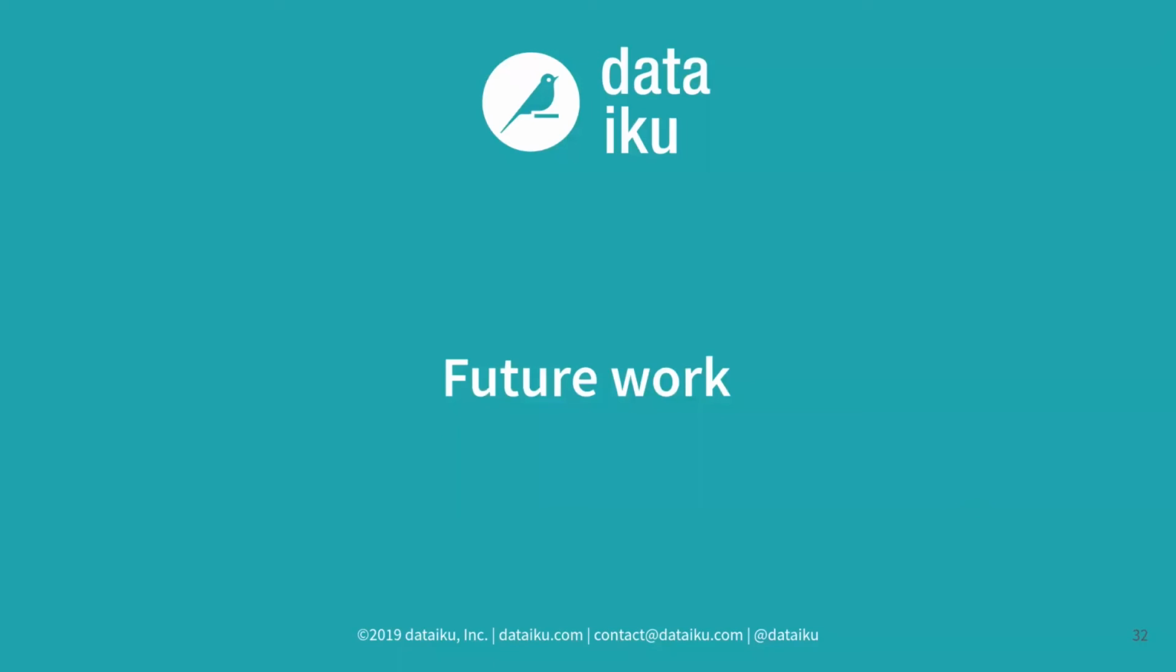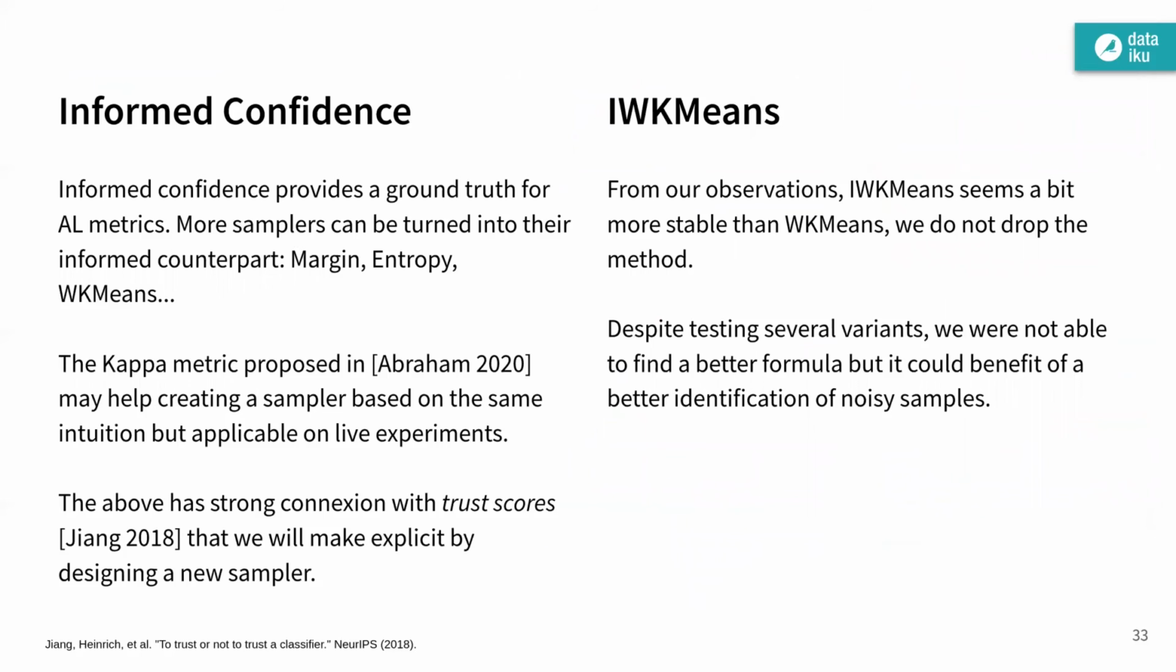Now, speaking of future work, for the informed confidence, obviously, it's not something we can use in real life, but it provides a ground truth for active learning. We've never seen somebody researching the best, having a ground truth on a big data set. It could do that and, for example, provide best values for some metrics. We want to explore a bit more by creating informed variants of other samplers like margin or entropy. We also introduced in our previous paper a metric called kappa, that is a proxy that could be used in real life, a proxy on reverse batch accuracy. We'd like to use this and try to see if we can reproduce informed confidence in real experiments, and also try other metrics that are in the same spirit, like the trust score of Jiang proposed in 2018.